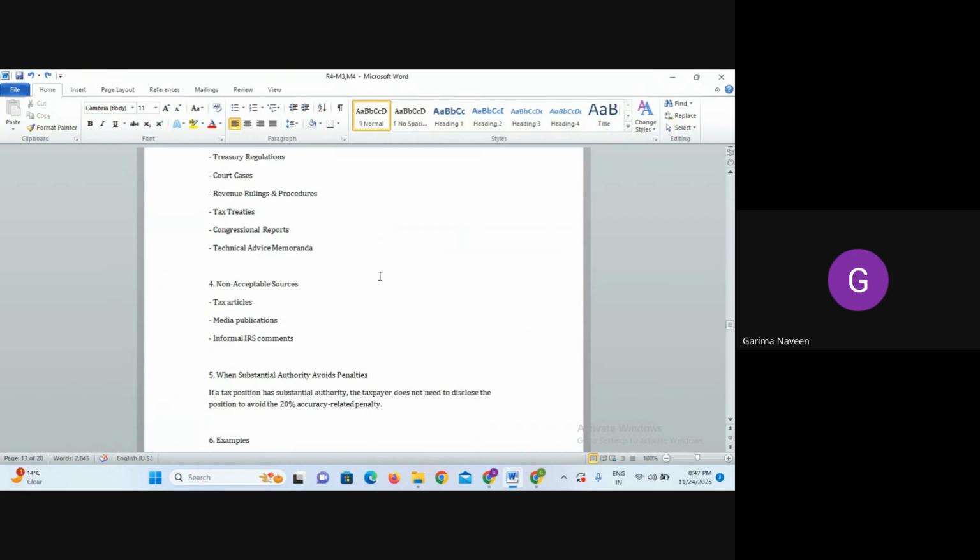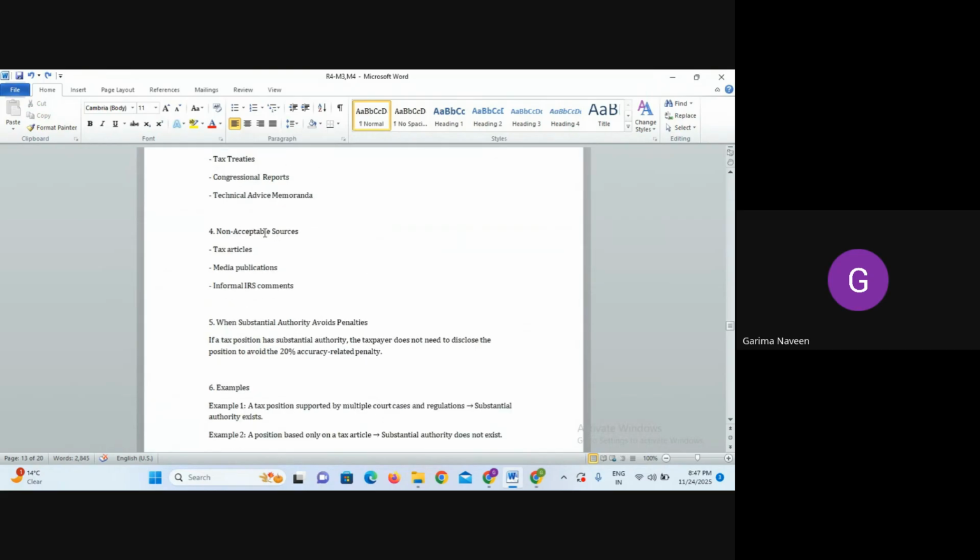But if you have taken certain position by just reading a text article, media publications, and IRS informal comment, then this will be a non-acceptable source.